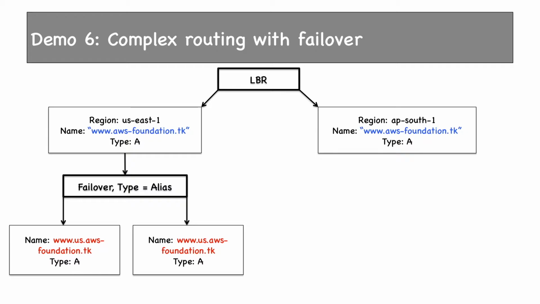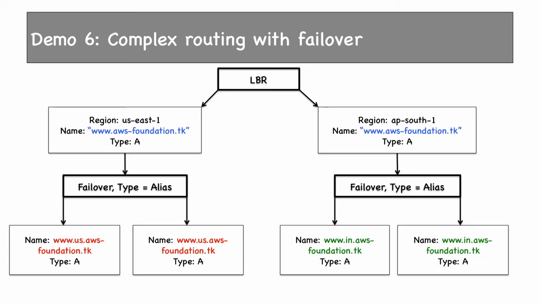If you see, www.us.aws-foundation.tk is the subdomain which we are using here. The reason for using subdomain is because we cannot create different record types with the same domain name. Same is the case here. It will also point failover routing policy with type alias, and these would be the subdomain names of those record types.